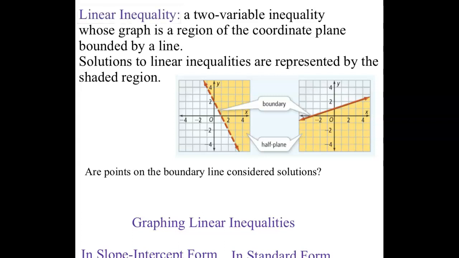A linear inequality is a two variable inequality whose graph is a region of the coordinate plane bounded by a line. So instead of just a line, we now have some of our coordinate plane shaded as well. The boundary line can be dotted or solid, depending on the type of inequality you have. And the shaded part is called a half plane. We're basically saying half of the coordinate plane are solutions to that.